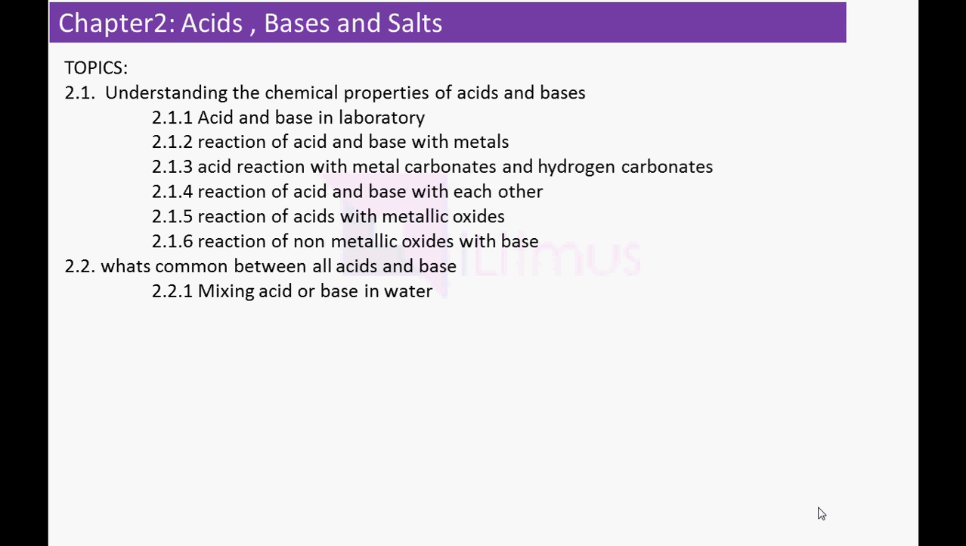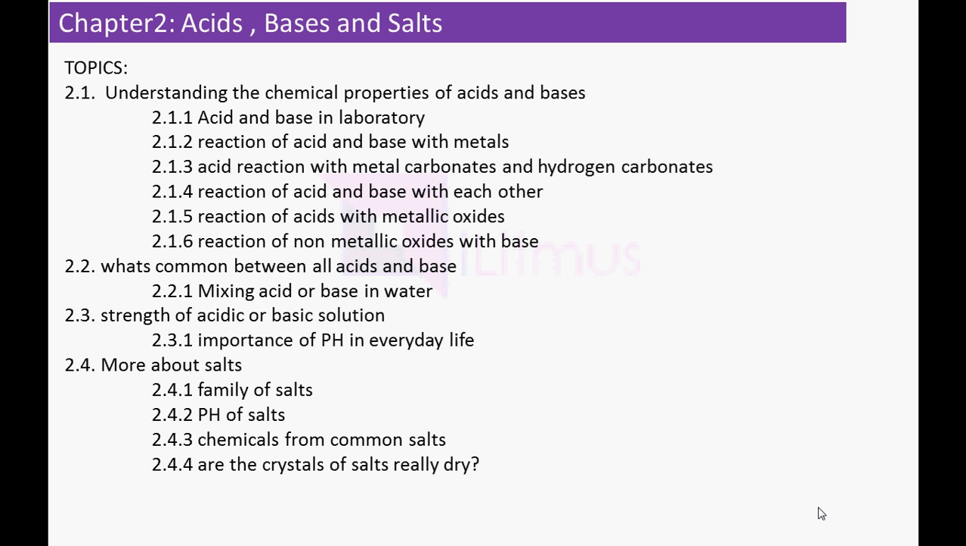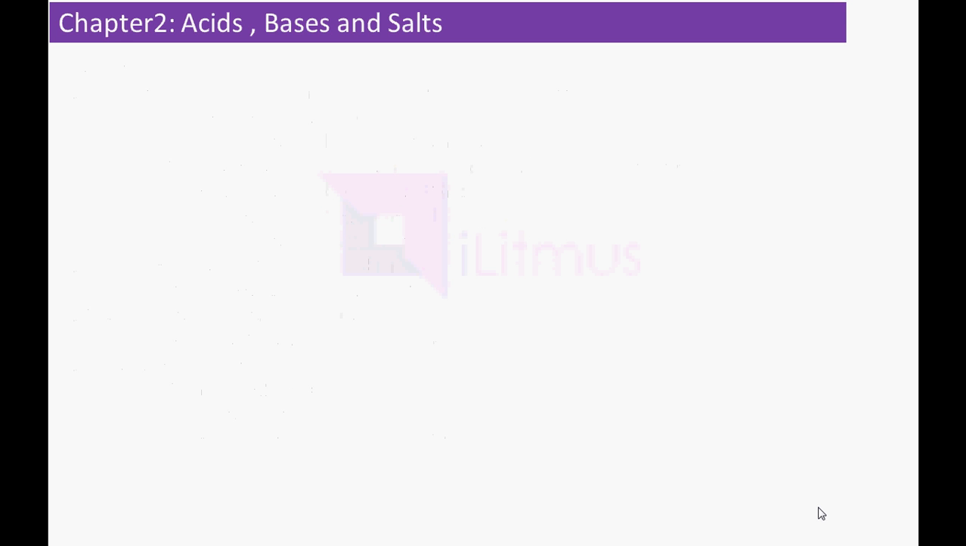mixing acid or base in water, what happens then, and how we measure what we call the acidity and basicity of acids and bases, so how the strength is measured, then the importance of pH in everyday life, and then we'll study more about salts, like the family of salts, then pH of salts, chemicals from common salt, which is called sodium chloride. Are the crystals of salts really dry? Yeah, so let's go forward.